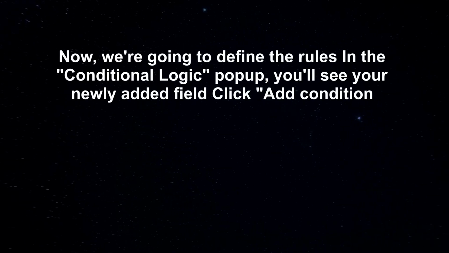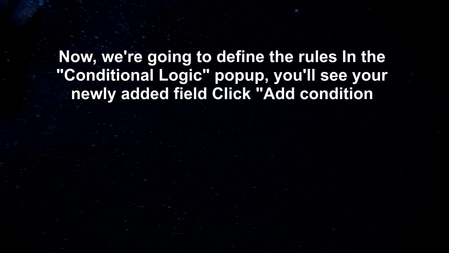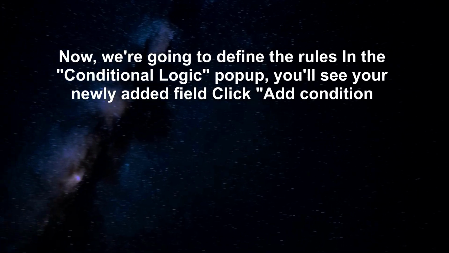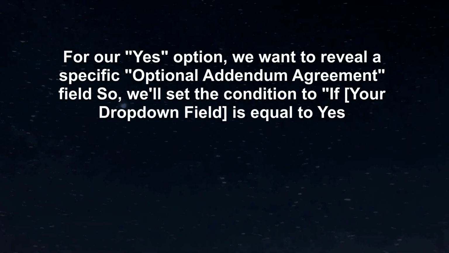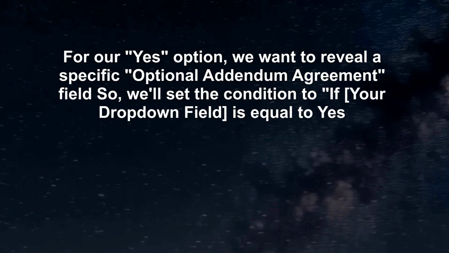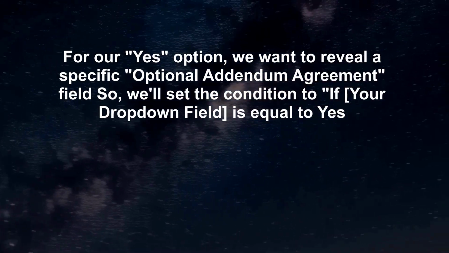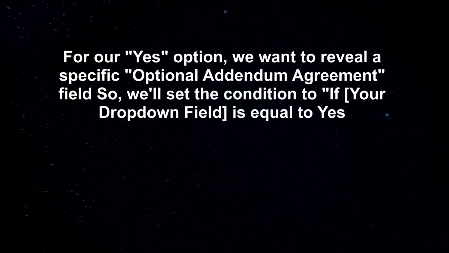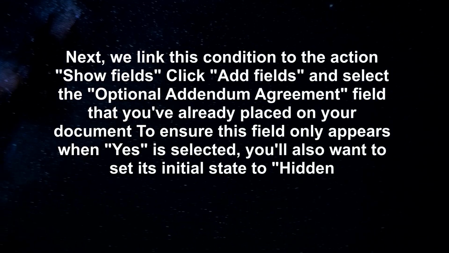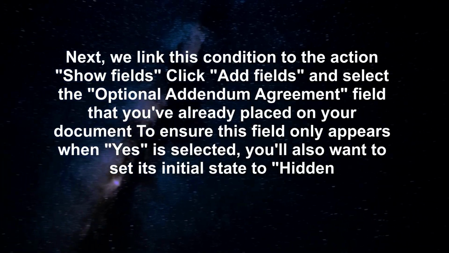Now, we're going to define the rules in the Conditional Logic pop-up. You'll see your newly added field. Click Add Condition. For our Yes option, we want to reveal a specific optional addendum agreement field, so we'll set the condition to if your drop-down field is equal to yes. Next, we link this condition to the action Show Fields.